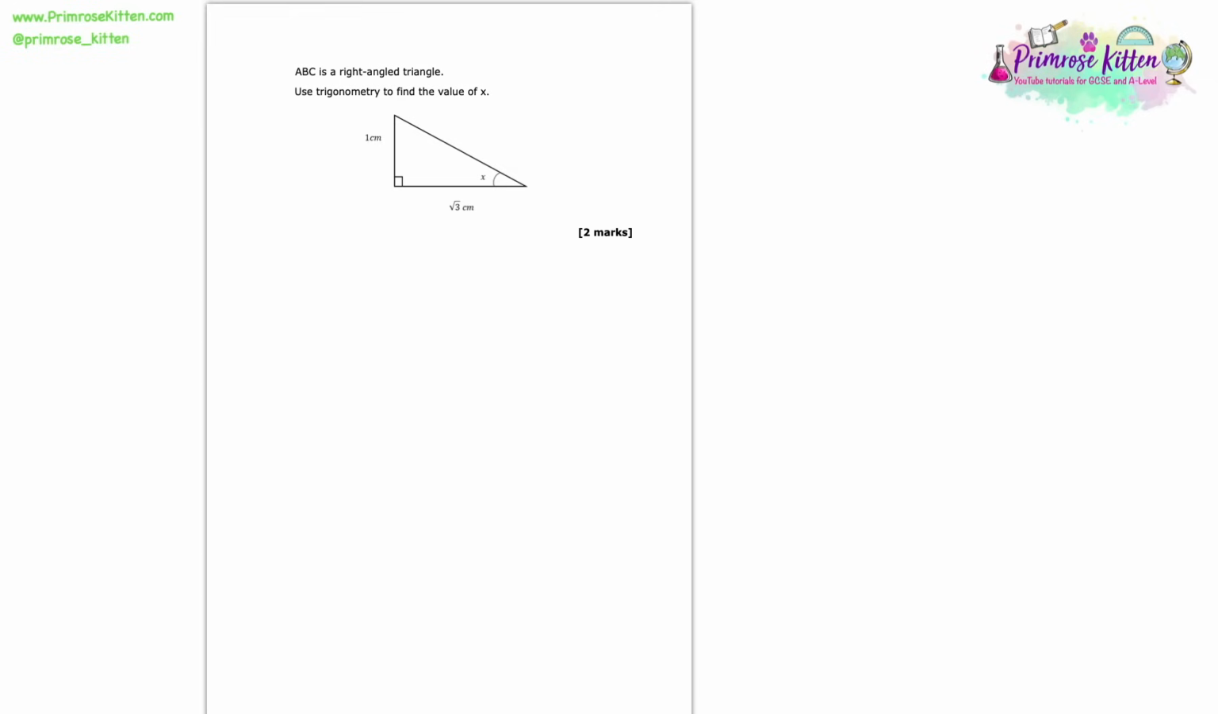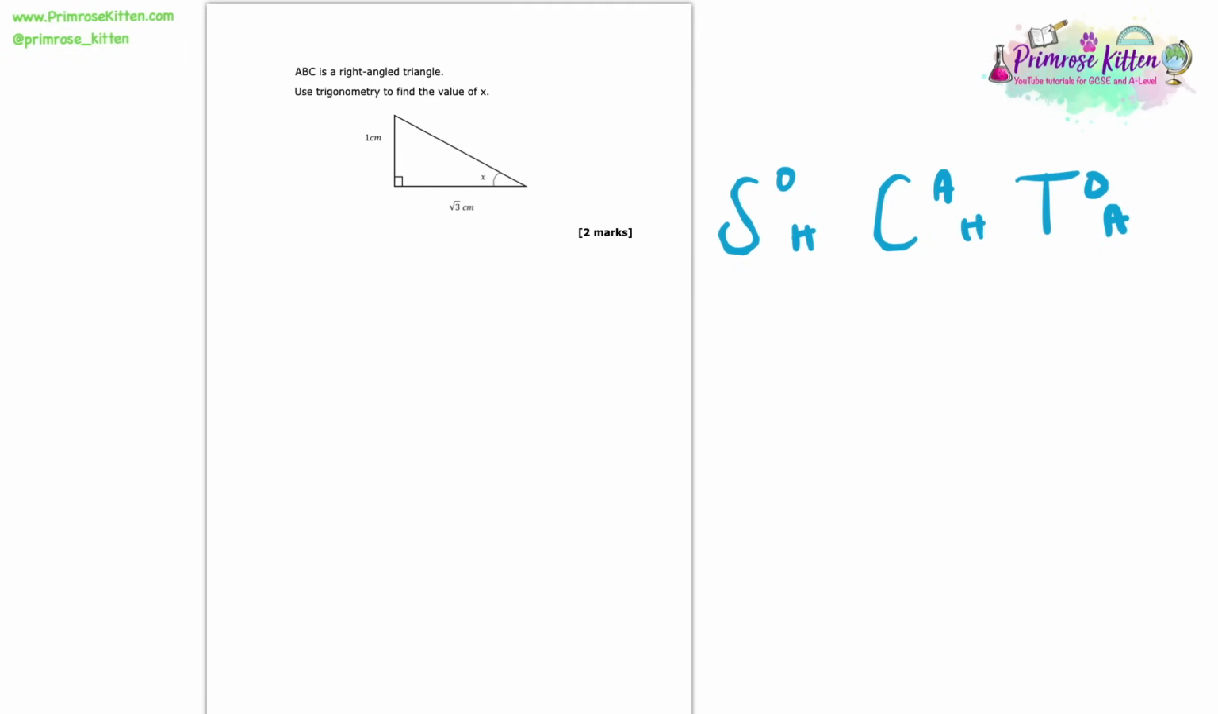So this is a tricky one. So here we're told that ABC is a right angled triangle, and we're asked to use trigonometry to find the angle x. So what we need to do here is remember our SOH CAH TOA. So at the minute, you might be looking at that thinking, what on earth is that?